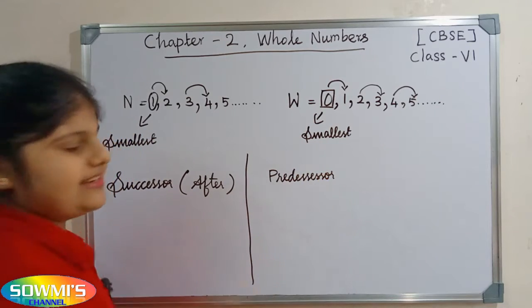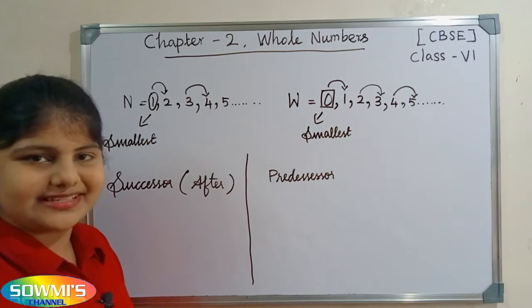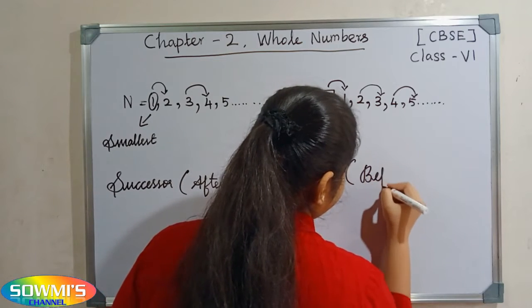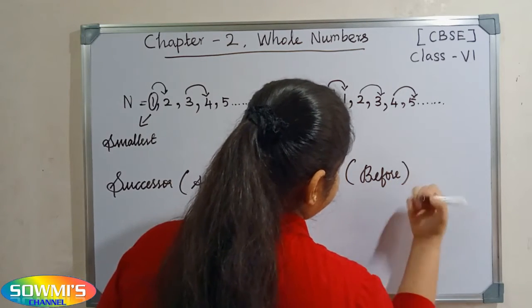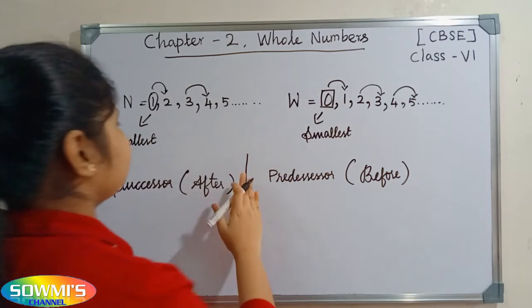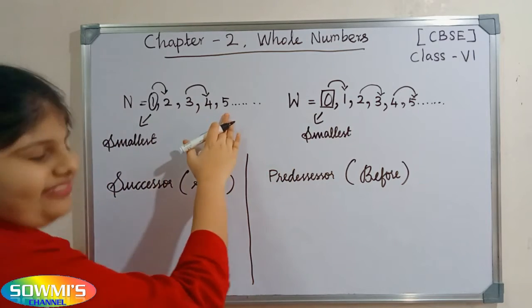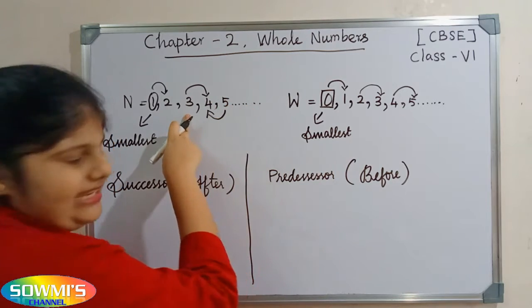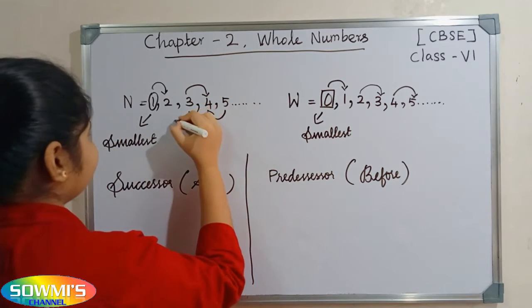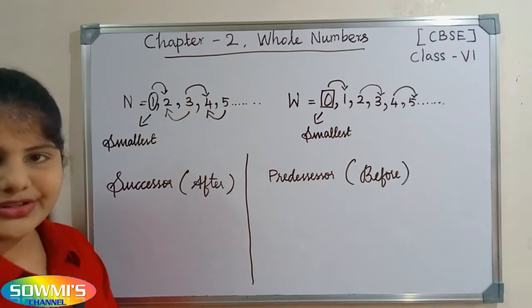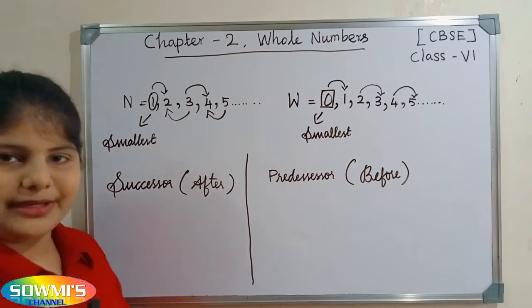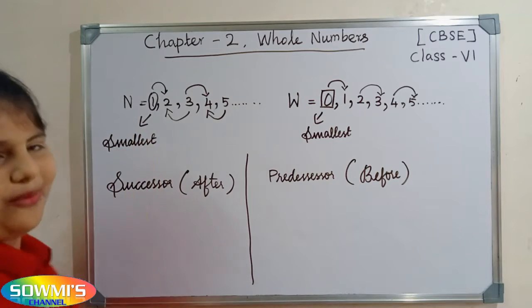So coming to the predecessor, do you know what is meant by predecessor? Predecessor means before number. So the predecessor of 5 will be 4. The predecessor of 3 is 2. Do you know which is the predecessor of 1? There is no predecessor for 1 because natural numbers start with 1.